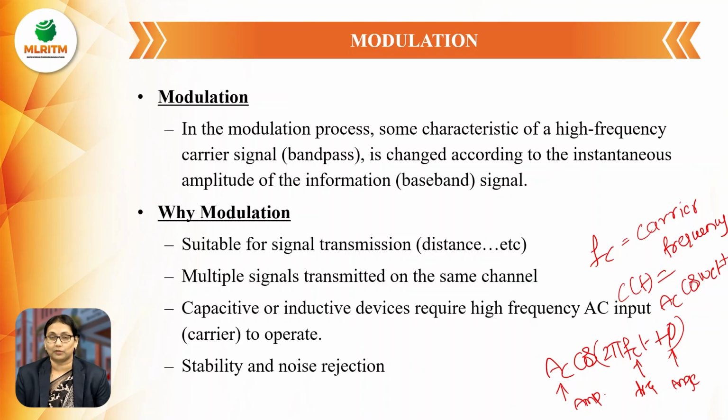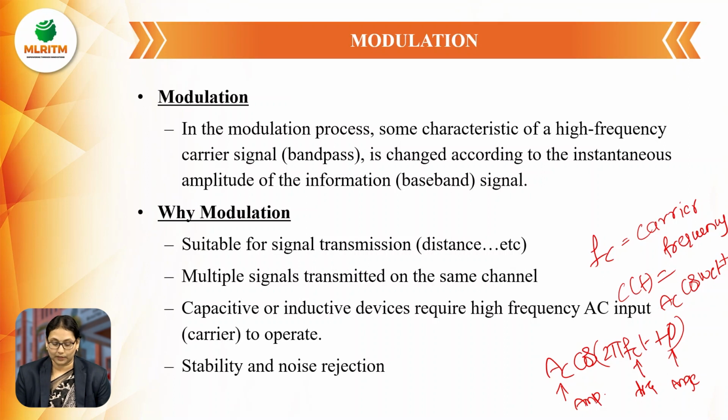Next, what is the necessity of a modulation? So first point, suitable for signal transmission. So for long distance transmission, low frequency signals cannot be transmitted over a communication channel. Because they are very low in frequencies, for that purpose we need to convert that low frequency into high frequency signal. So that low frequency signal is translated into high frequency signal. That is called modulation process.